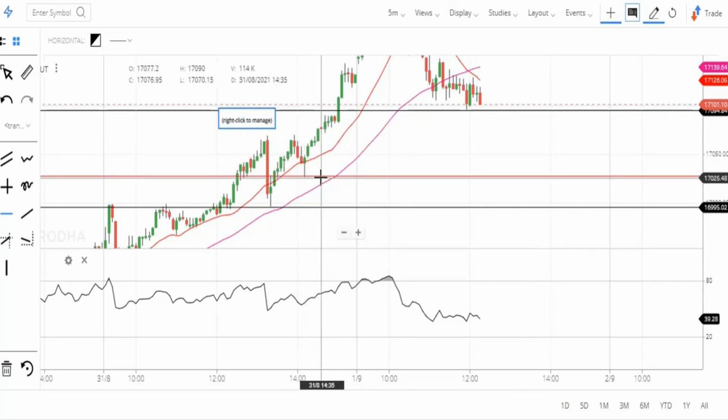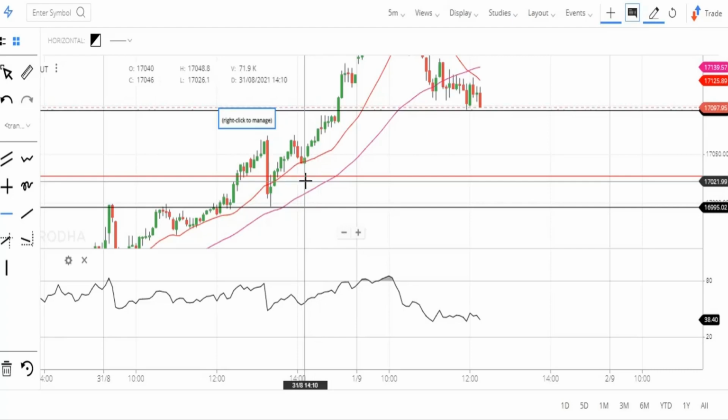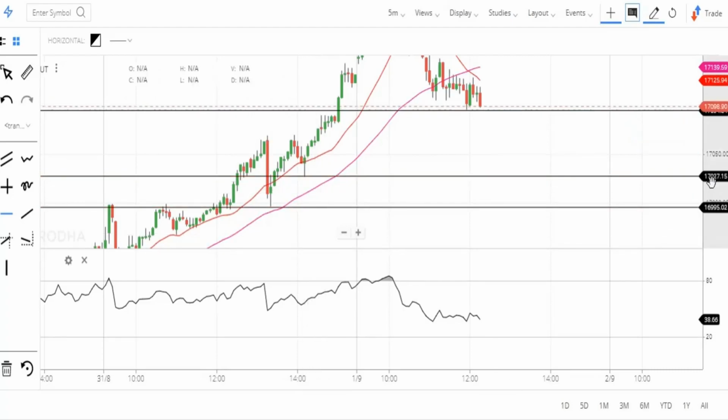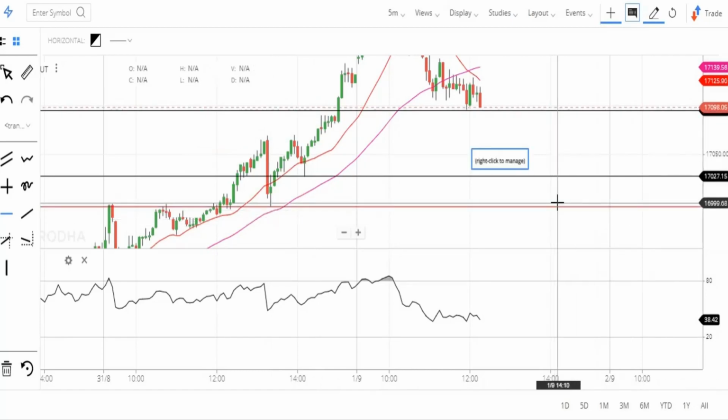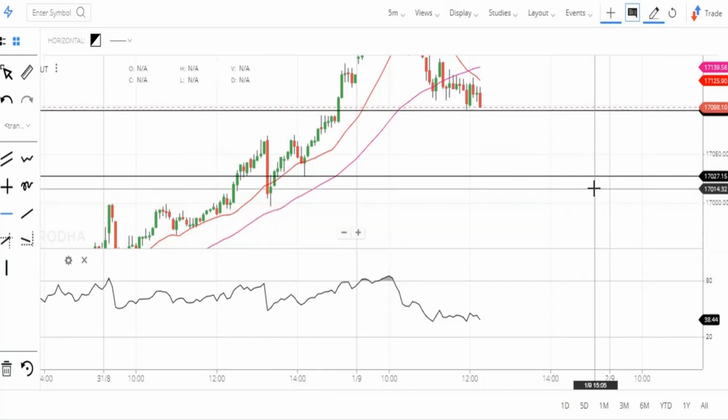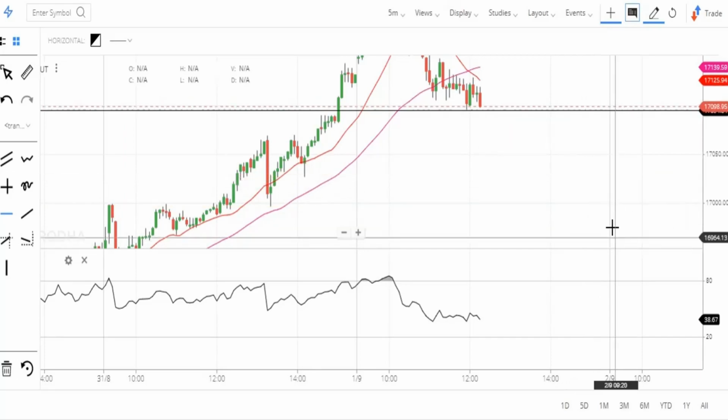So this is where the market had reversed from. So this level 17027 is a very important level. And then after that, this level, the low of this candle, 16995 is another important level. So this is how you form levels. This is how you understand the level trading that is there.